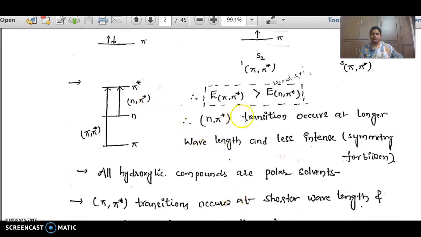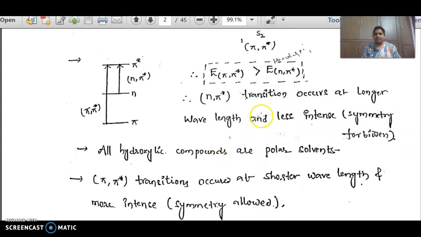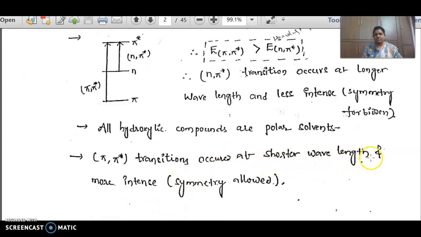Then the energy of pi to pi star is greater than the energy of n to pi star. Pi to pi star means from here to here, while n to pi star means here, so the energy gap will be more. Here to here energy increases, this energy is more, this energy is less. Therefore, n to pi star transitions occur at longer wavelength, are less intense, and are symmetry forbidden. Pi to pi star transitions occur at shorter wavelength, are more intense, and are symmetry allowed.